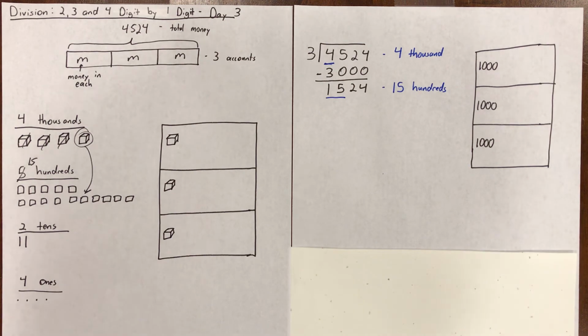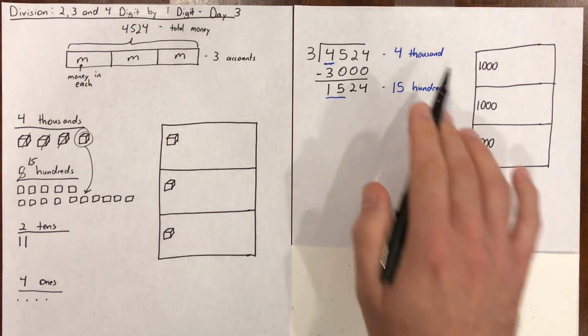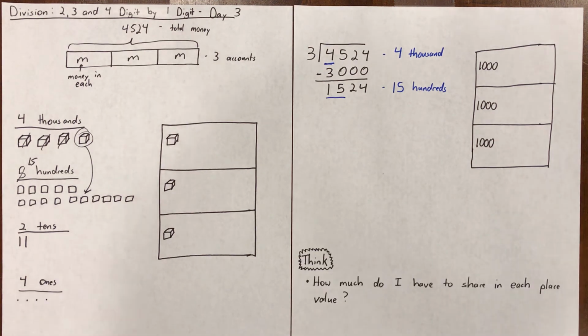So what do we need to think about when we're using this method to help us be successful? Say it out loud. What would you think? I bet a lot of you said something like, we have to think about how much we have to share in each place value, and that also labeling place values can be really helpful. I thought the same thing. Go ahead and read this with me. We're going to think today, how much do I have to share in each place value?